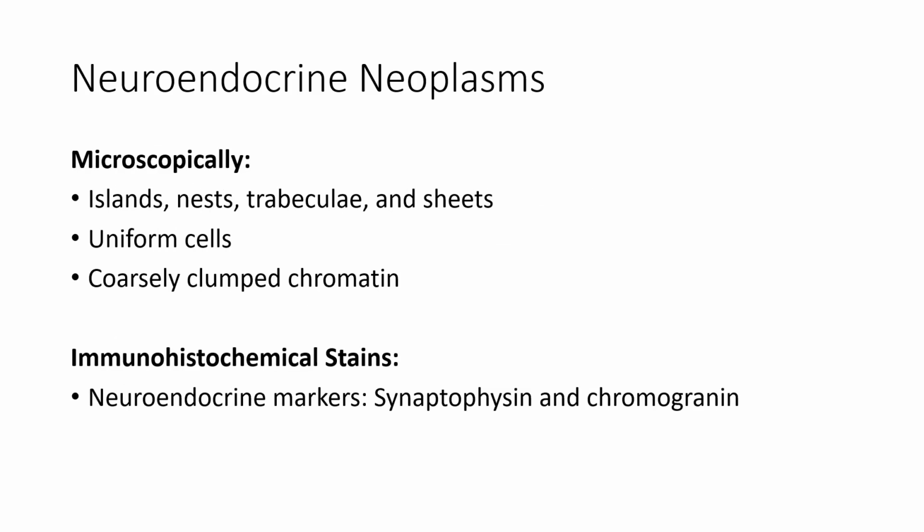Microscopically, neuroendocrine neoplasms have a variety of architectural patterns. They can be arranged in islands, nests, trabeculae, and sheets. The neuroendocrine cells are uniform cells and have a characteristic chromatin that is coarsely clumped, also referred to as the salt and pepper chromatin pattern. By immunohistochemistry, neuroendocrine tumors are positive for synaptophysin and chromogranin, which are immunohistochemical stains that indicate neuroendocrine differentiation.